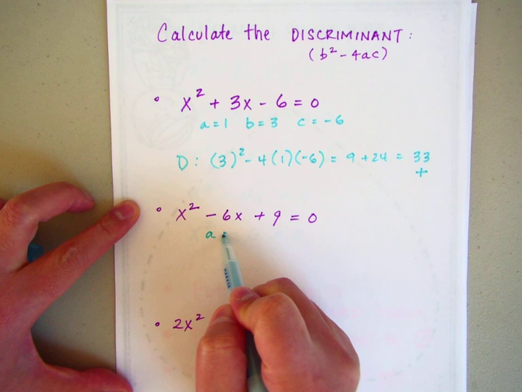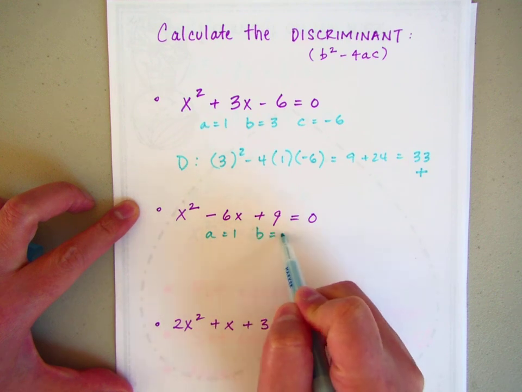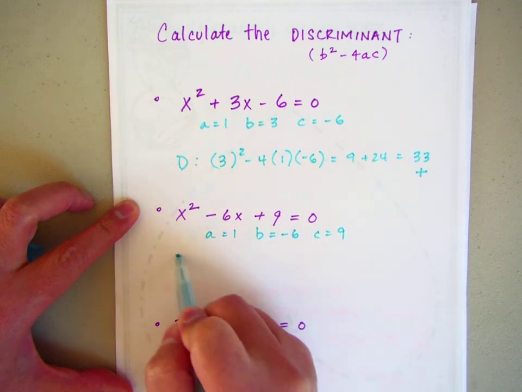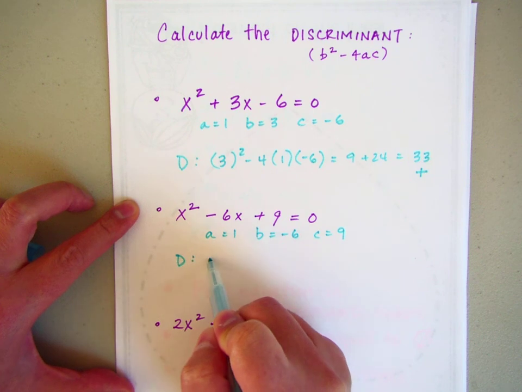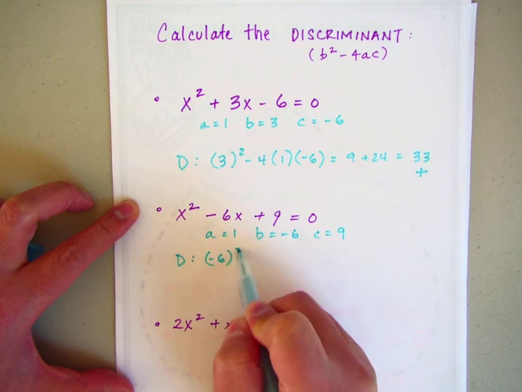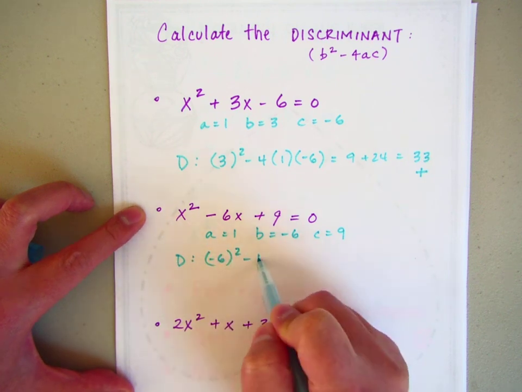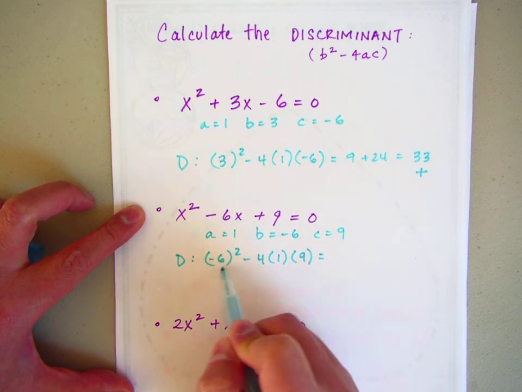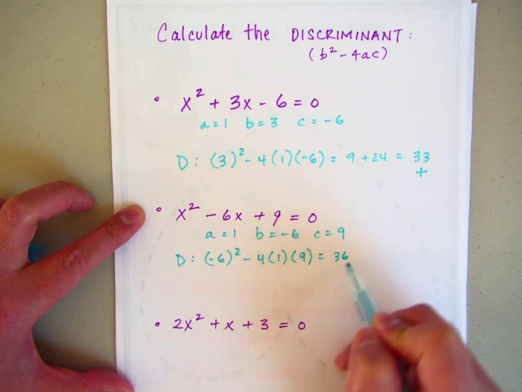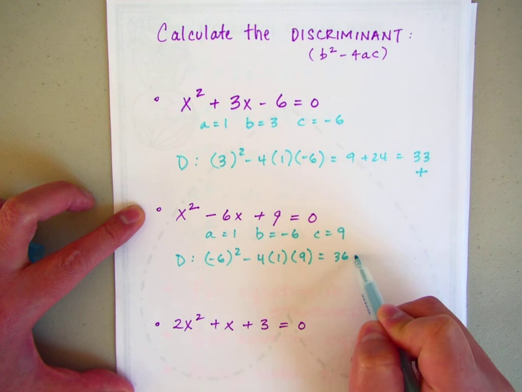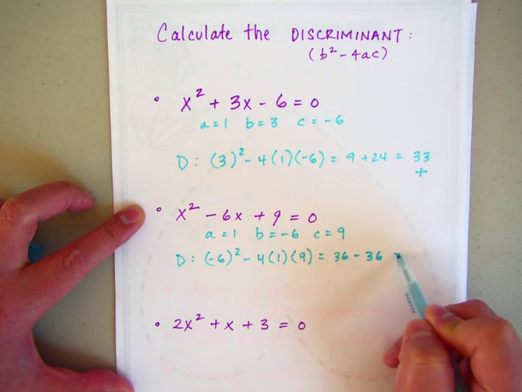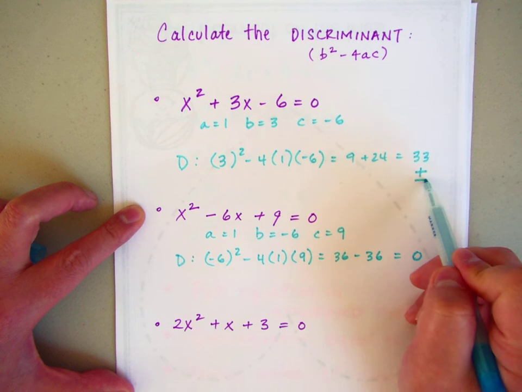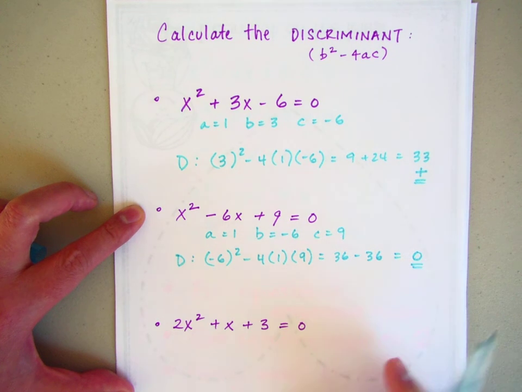All right, let's look at the second example here. Again, a is 1, b is -6, c is 9. So here we go. My discriminant is going to be b squared minus 4ac. -6 squared is a positive 36. -4 times 9 is -36. Now this one's 0. It's not positive. So the first one could come out positive, and this one comes out 0.